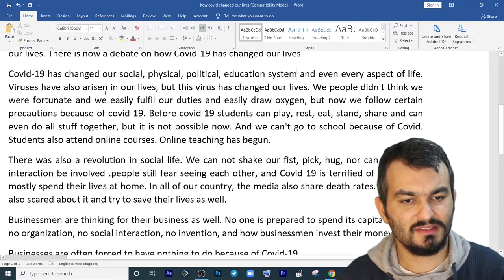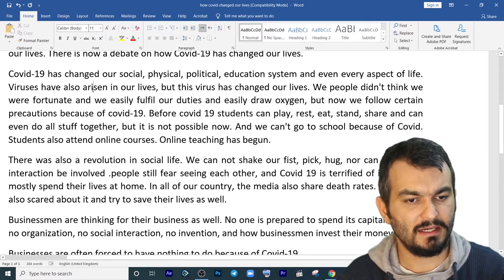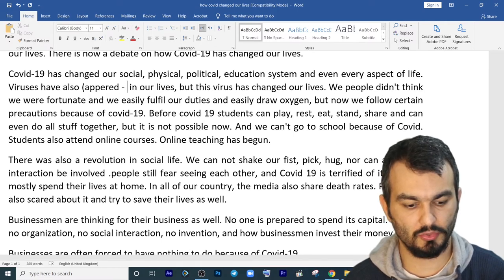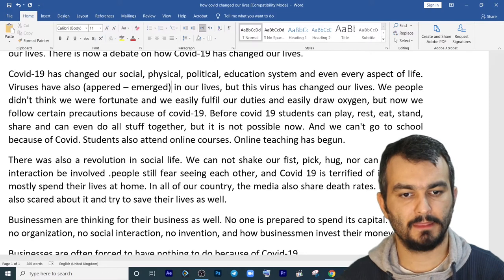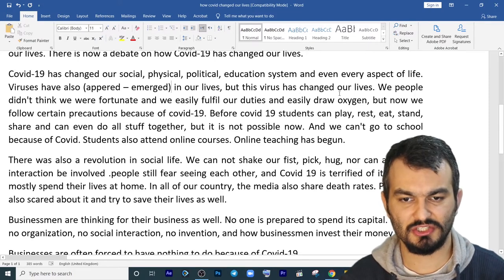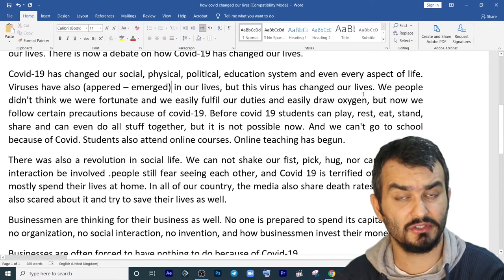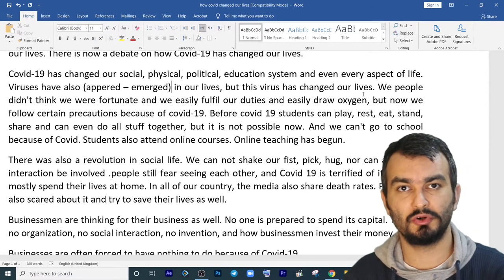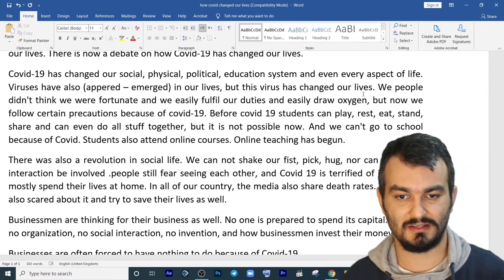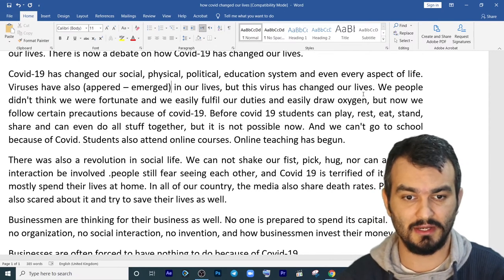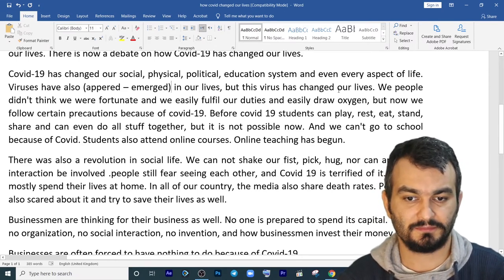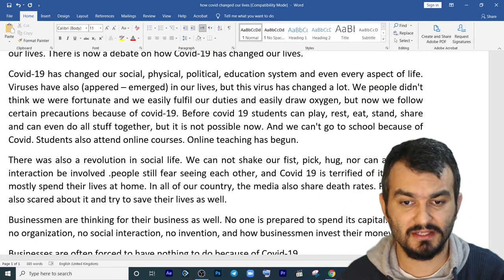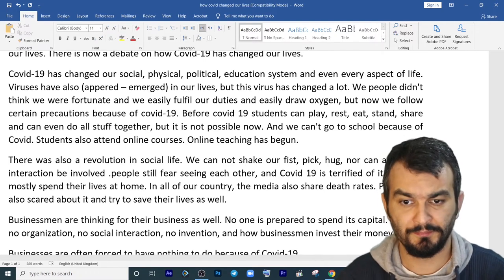"Viruses have also arisen in our lives." You can say appeared, or emerged in our lives. But "this virus has changed our lives," our lives, this is repetition. You have to avoid it. You have to maybe not mention it, or you should come up with a good sentence or a good idea, right? But "this virus has changed a lot," maybe. It depends on you how to write it. I just give you some feedback over here.